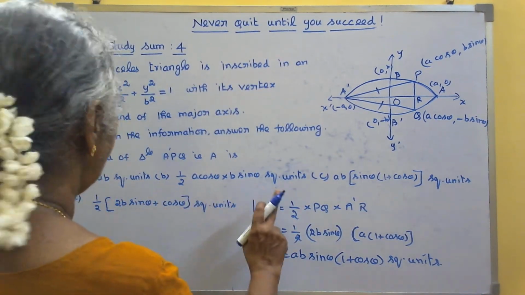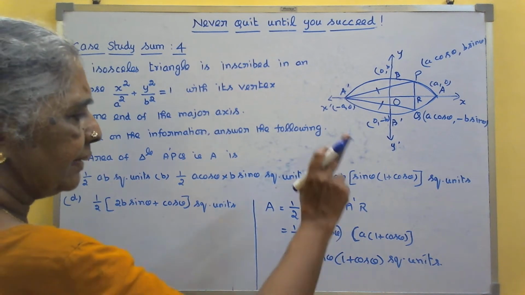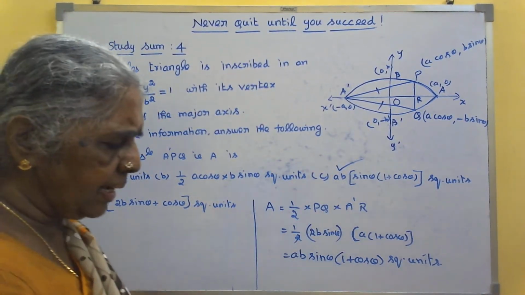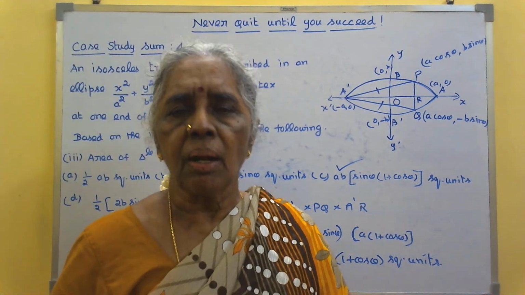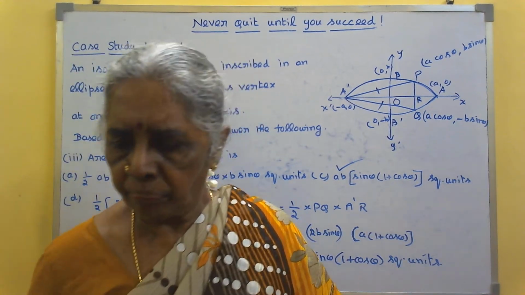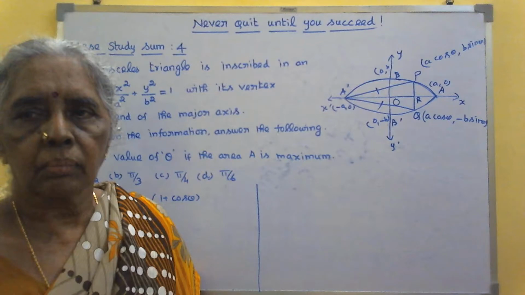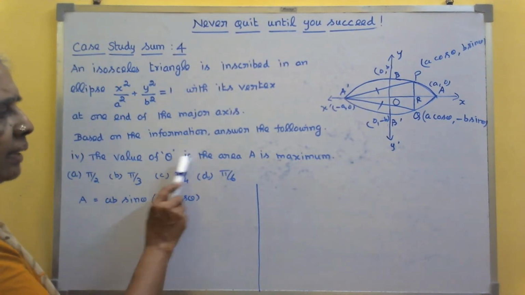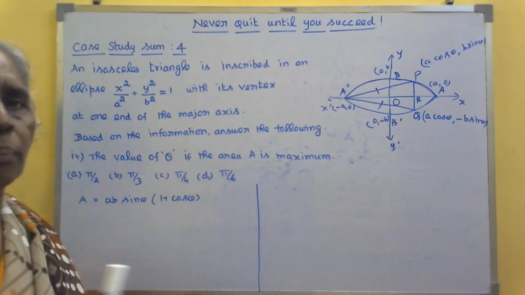Let us check the subdivisions where it is. It is subdivision C. So subdivision C is your correct answer for this. Do you follow? Let us move on to the fourth subdivision. The value of theta if the area A is maximum.